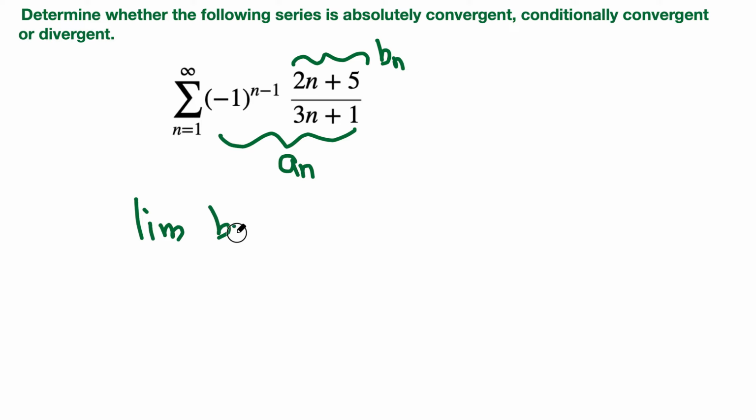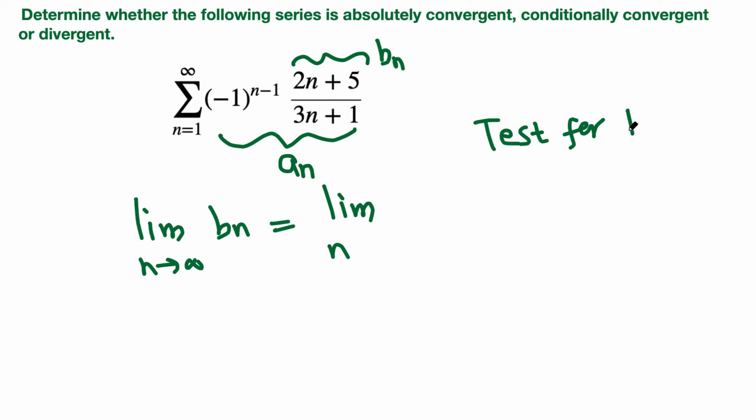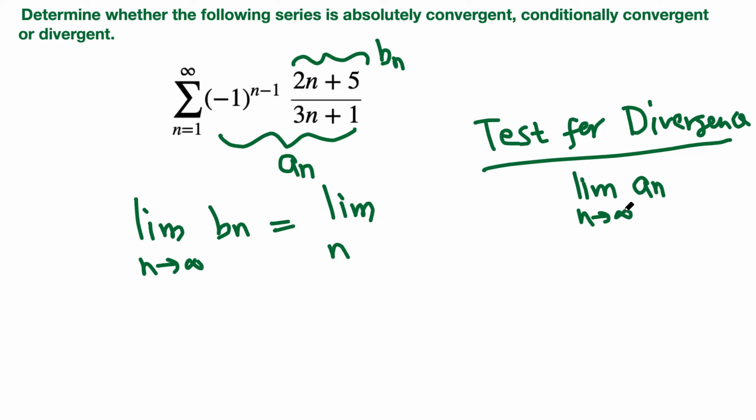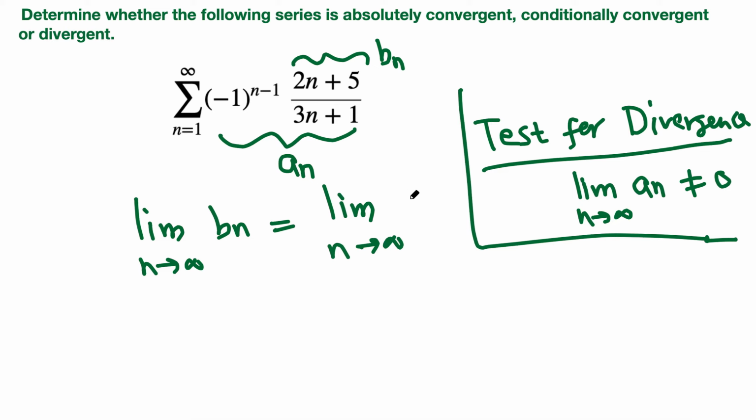I'm using the test for divergence, which says if the limit of An when n goes to infinity is not equal to 0, then the series diverges. This is sometimes called the nth term test for series. That is, the limit as n goes to infinity of Bn, meaning (2n+5)/(3n+1).